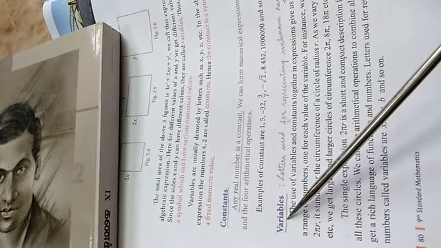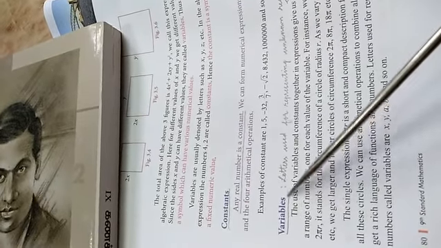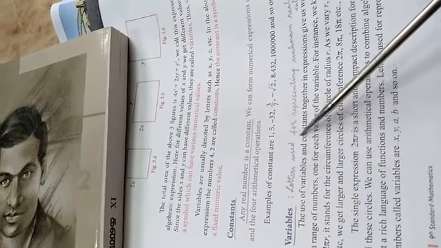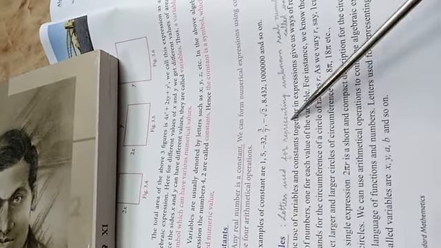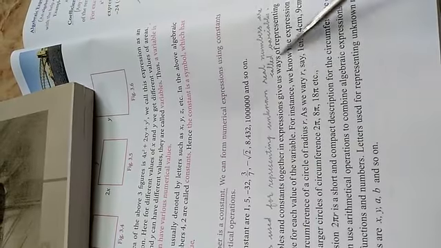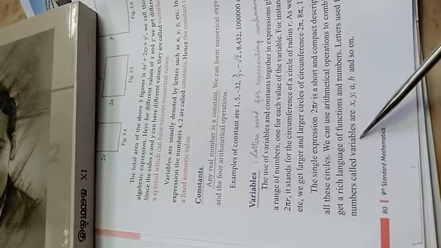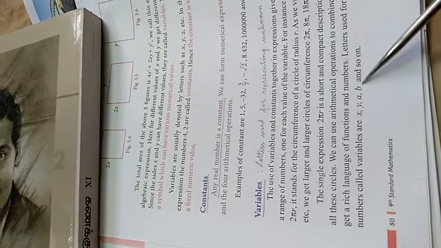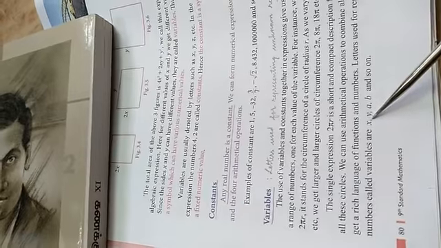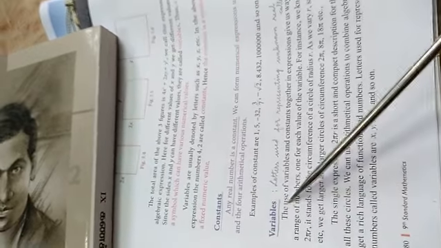Now the next term is variables. Letters used for representing unknown real numbers are called variables. Look at this. They are x, y, z, a, b and so on. English alphabets are known as variables.